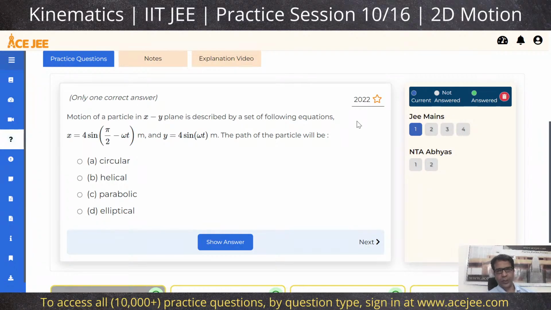To find the path, what did I talk about? Eliminate time. We are not interested in time anymore. Trajectory means tell me if x is this, what is y? So you need an equation in x and y. You don't need time t.